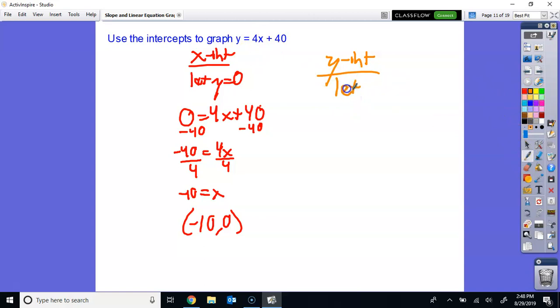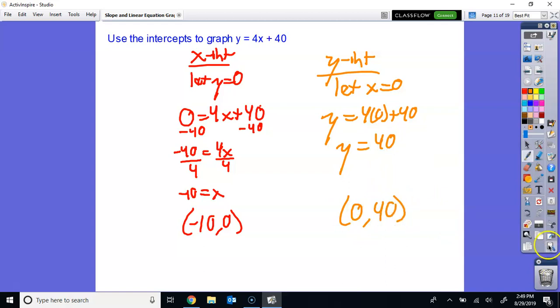Also, when you're finding the y-intercept on this one, don't overthink it. x is equal to 0, so that means you're going to plug in 0 for x. 4 times 0 plus 40, that means the y-intercept is 40. It is actually that easy on that one. So your y-intercept is at (0, 40).